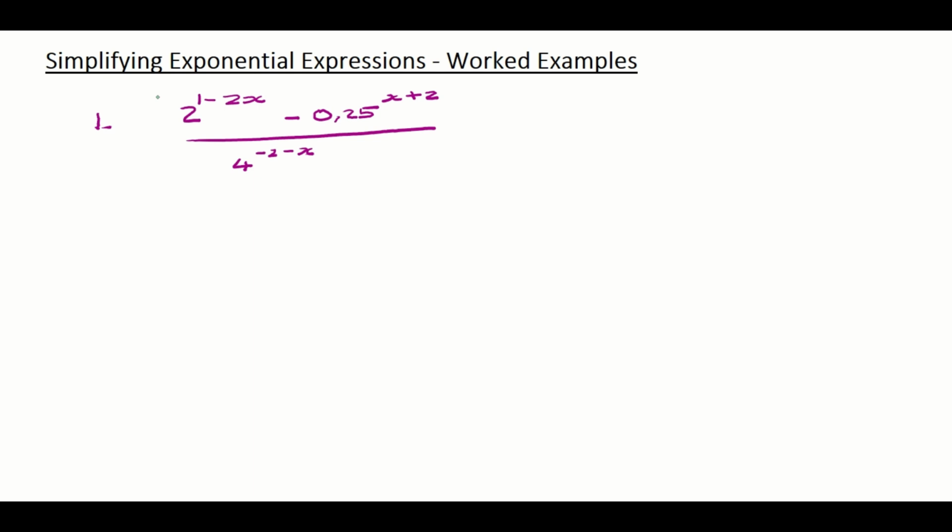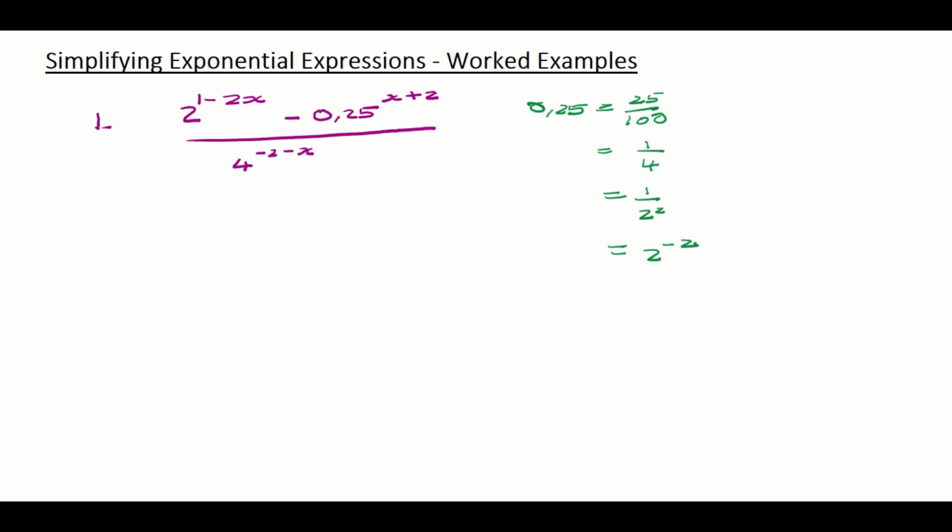Now the first thing I would like to do is write all my bases in terms of prime numbers. So the 0,25 gets changed like this. We say 0,25 is the same as 25 over 100, which is equal to 1 over 4 simplified. 1 over 4 is the same as 1 over 2 squared. Written with a base of 2, we've got 2 to the power of negative 2.